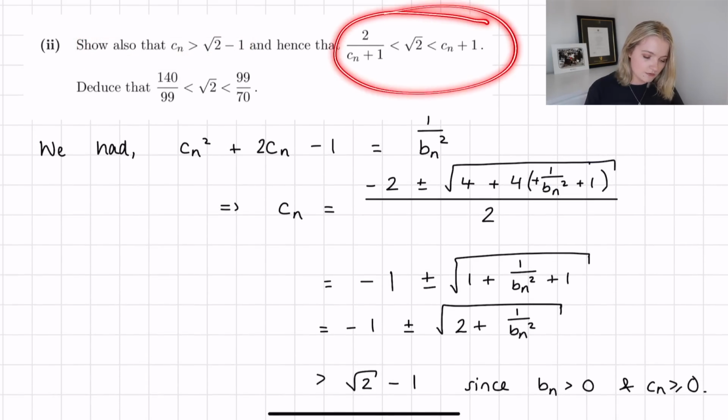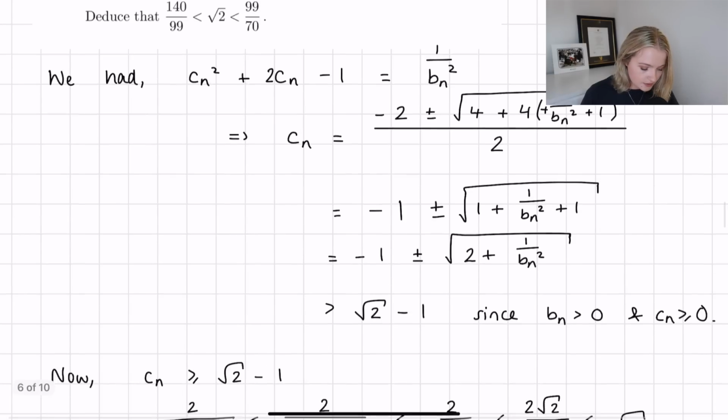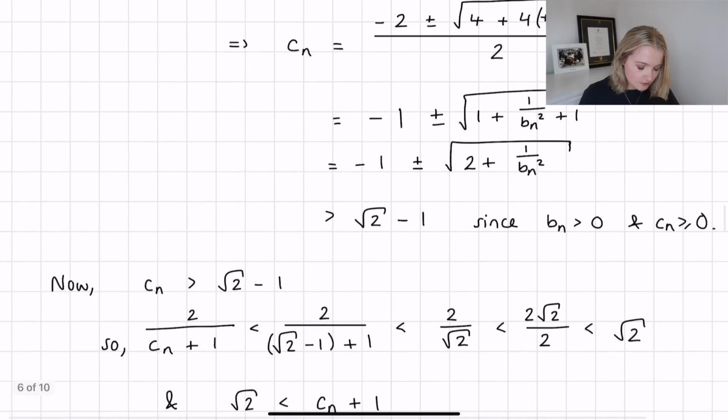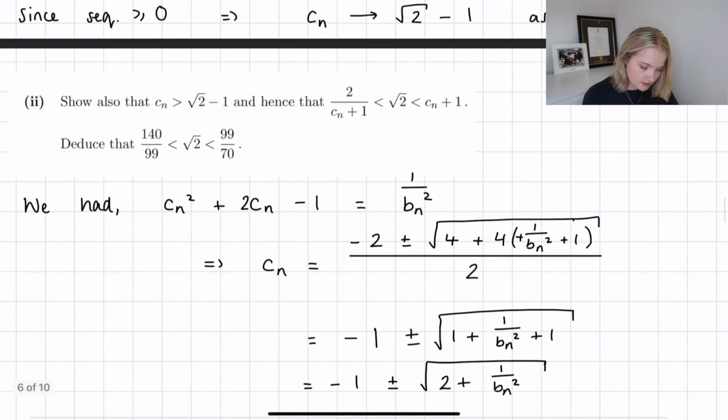And now we want to show this. Okay, so how are we going to do this? So we have this. In fact, that should say just greater than. Excuse my math error there, but we know that Cn is greater than this. We've just shown it. So what we can do is take this form here, so 2 over Cn plus 1, and make an assumption about it.